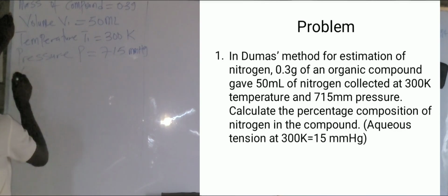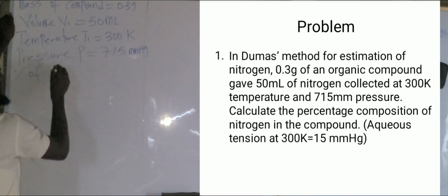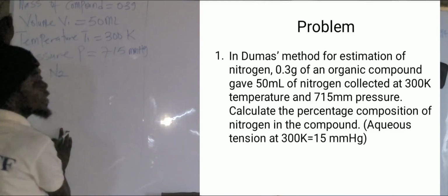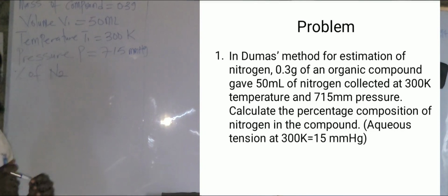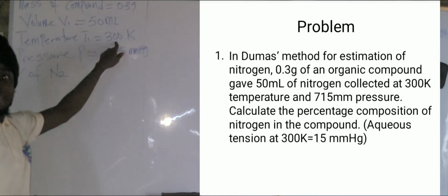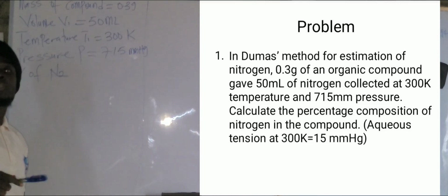Percentage composition of nitrogen, right? In bracket, aqueous tension at 300 Kelvin. Aqueous tension, right? At this temperature, 300 Kelvin, equals 15 millimeter mercury.